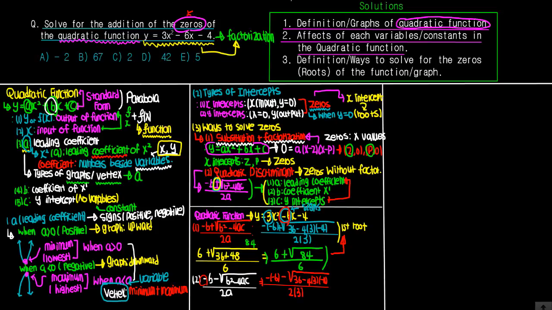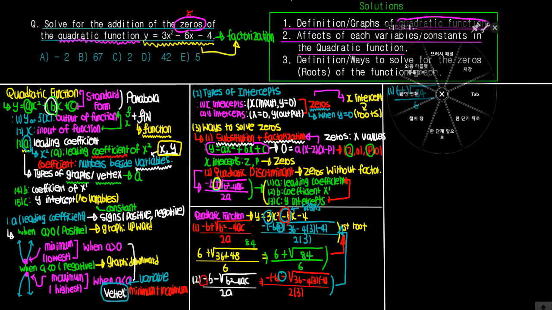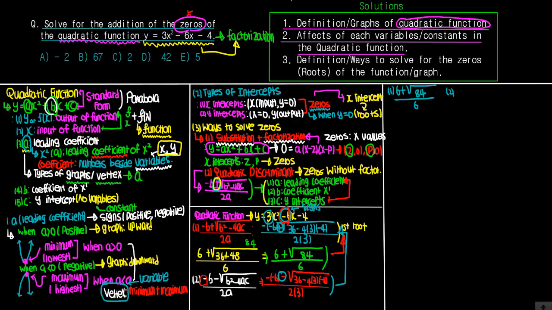So, in conclusion, everything is exactly the same as the first root except for the plus and the minus. The first root will be 6 plus square root of 84 over 6, and the second root will be exactly the same except it is 6 minus square root of 84 over 6. These will be our two roots.